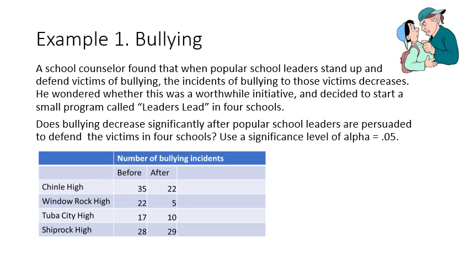So we'll have Chinle High, Window Rock High, Tuba City High, Shiprock High. I don't even think those are the names of the schools in those communities, but I guess I put them in here. And now we have their number of bullying incidents before this leader's-lead intervention and after the intervention.